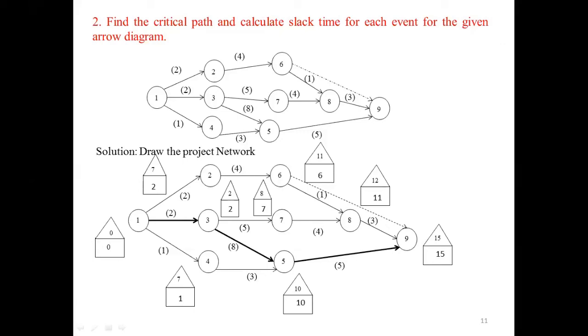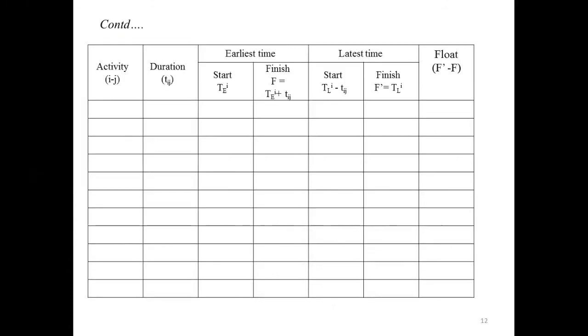In simple terms, for the starting node you will always get 0, 0, and the ending node will get the same value or same numbers. After writing these numbers, you have to construct the table. In the same manner, you need to construct the table with activity ij, duration T of ij, that is the time taken for the activity ij, earliest start time, denoted by TEi, finish time TEi plus T of ij, and latest time.